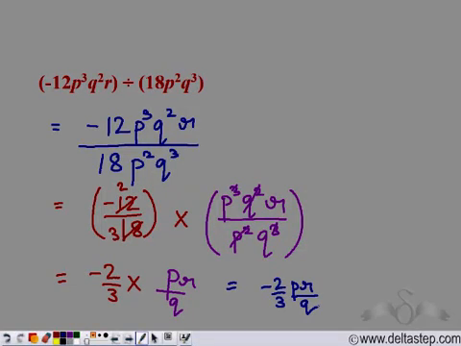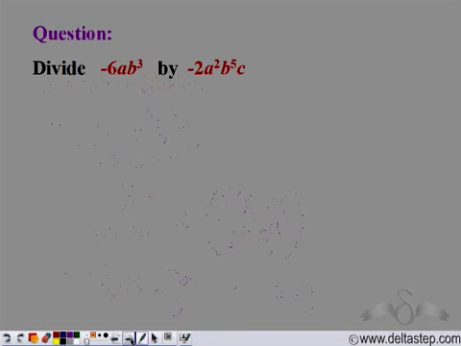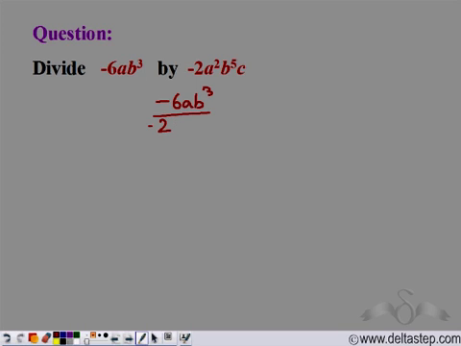So this is how we divide two monomials. Divide the numeric part by the numeric part and the algebraic part by the algebraic part. Now let us solve a question. Divide negative 6ab cube by negative 2a square b to the power 5c. So we need to divide these two.